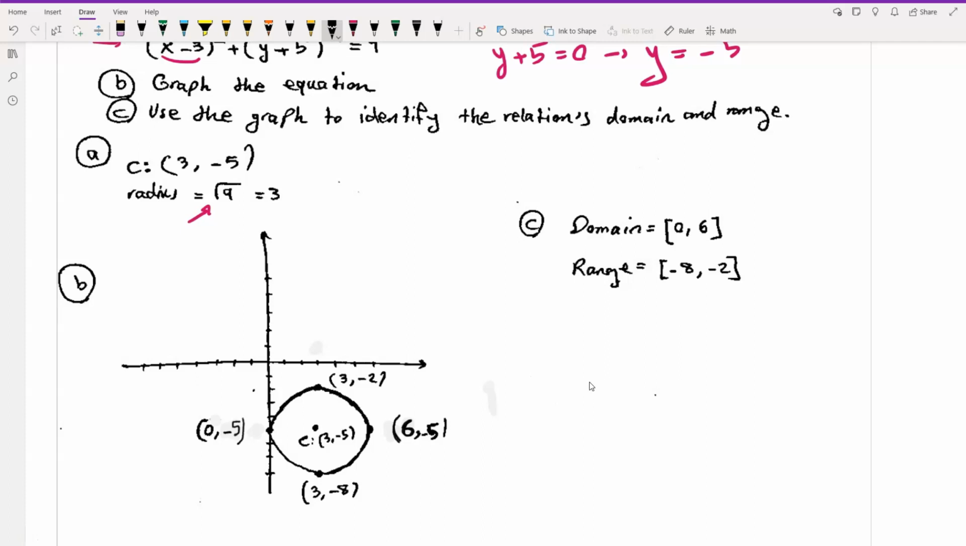So the 4 points that I have here, this one is (3, -2), this one is (0, -5), here we have (3, -8), and this is (6, -5). Now find the domain and range.